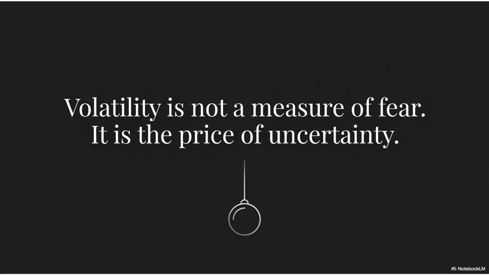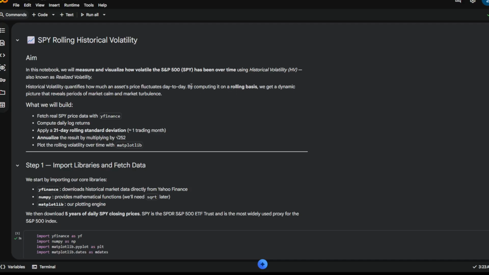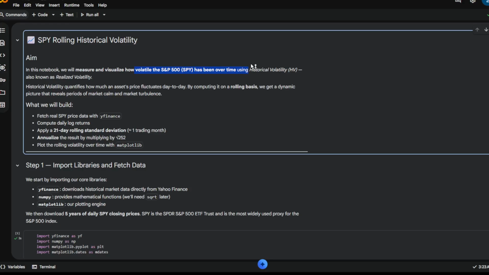And now let's see a simple coded project on Jupyter Notebook. In this notebook, we will measure and visualize how volatile the S&P 500 index has been over time using historical volatility, also known as realized volatility. Historical volatility, as we said in the presentation, quantifies how much an asset's price fluctuates day by day. By computing this on a rolling basis, we get a dynamic picture that reveals periods of market calm or turbulence.